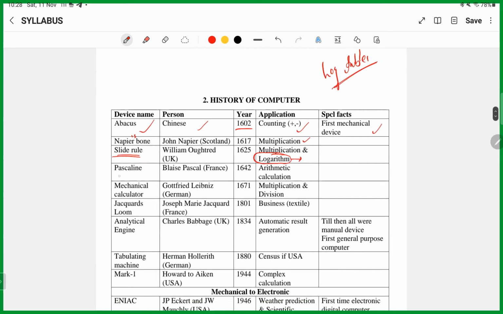Then comes Pascaline. Blaise Pascal is a person from France. So they could ask you, Blaise Pascal has found out Pascaline, he's from which country?